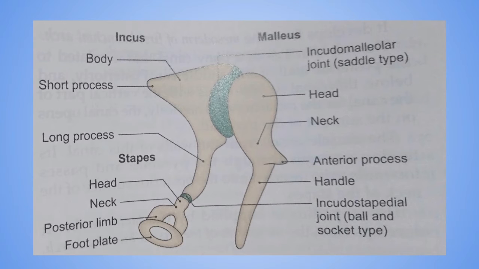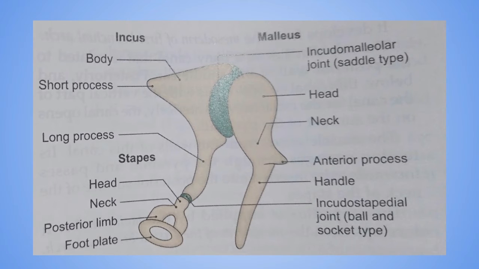The next is the ear ossicles. We have basically three bones or three ear ossicles. There is the malleus, incus or the anvil, and the next is the stapes. First of all, the malleus. The malleus is so called because it resembles a hammer shape. It is the largest and the most laterally placed ossicle.